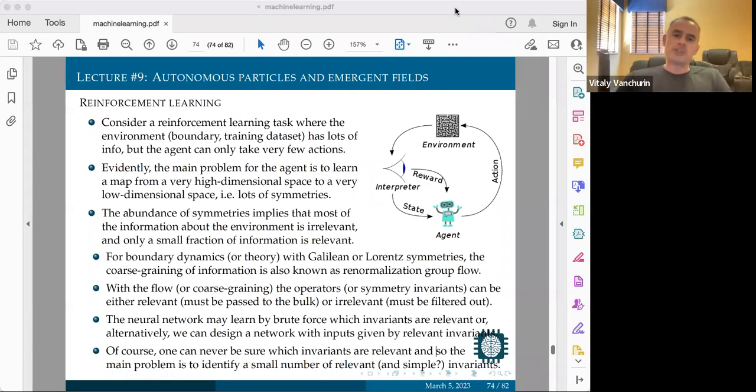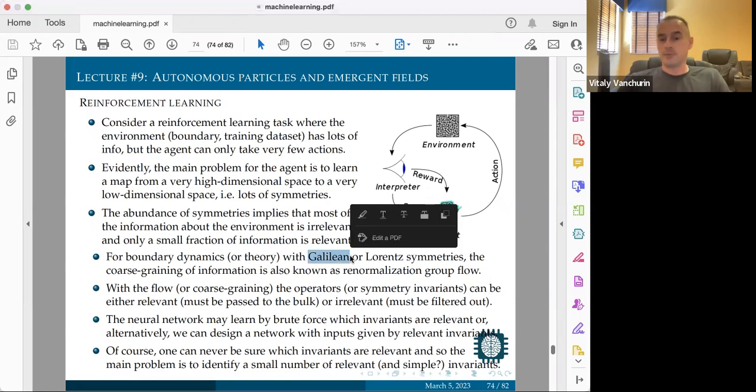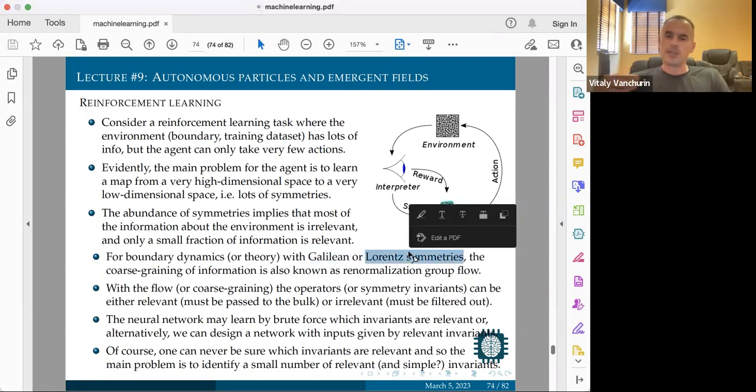There will be many more symmetries that you will not discover, and so the neural network would have to discover those for you, but at least help the neural network by starting with some symmetries. And so here we're going to identify some symmetries of the boundary dynamics. In particular, we're going to be identifying the Galilean symmetry. Now, Lorentz symmetry is just another example that at some point might be relevant, but it's not relevant for the self-driving problem, so you wouldn't have to worry about this one.